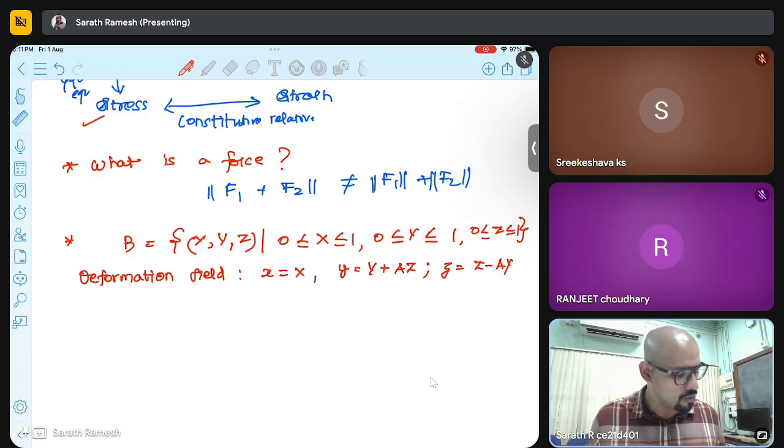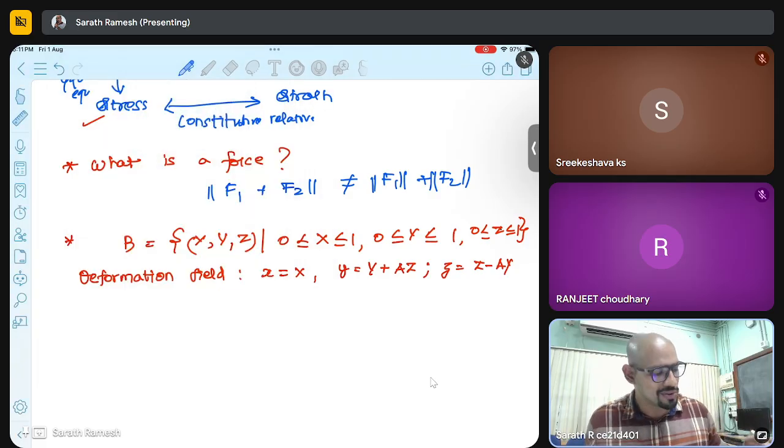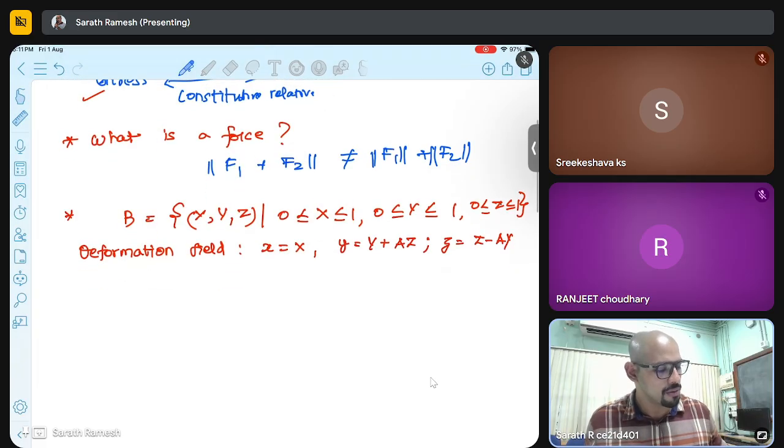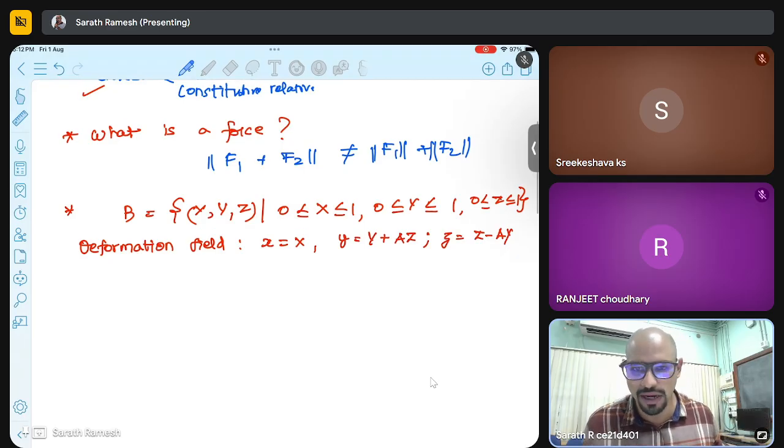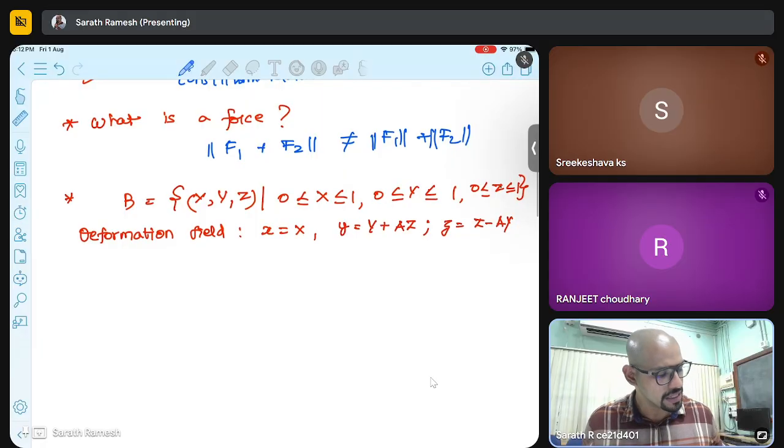Now, quickly, what do we mean by a body? Here we define a body as a collection of an ordered, countable or countless set. In this problem, we have a countless set because 0 to 1 has a lot of points, real numbers. So we say it's a continuum, not discrete. If it is countable, we say it's a discrete one. So that's a body. And there is something given here called the deformation field.